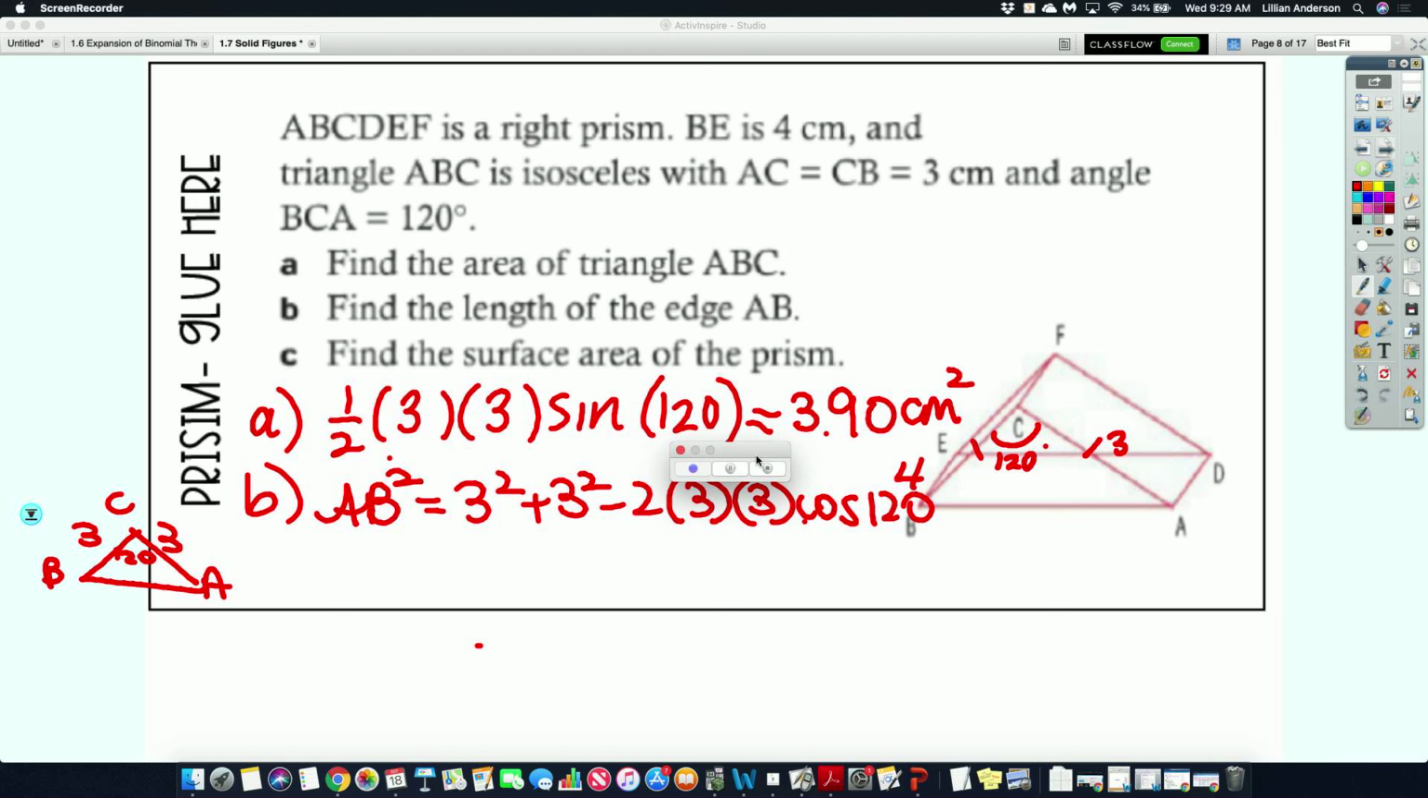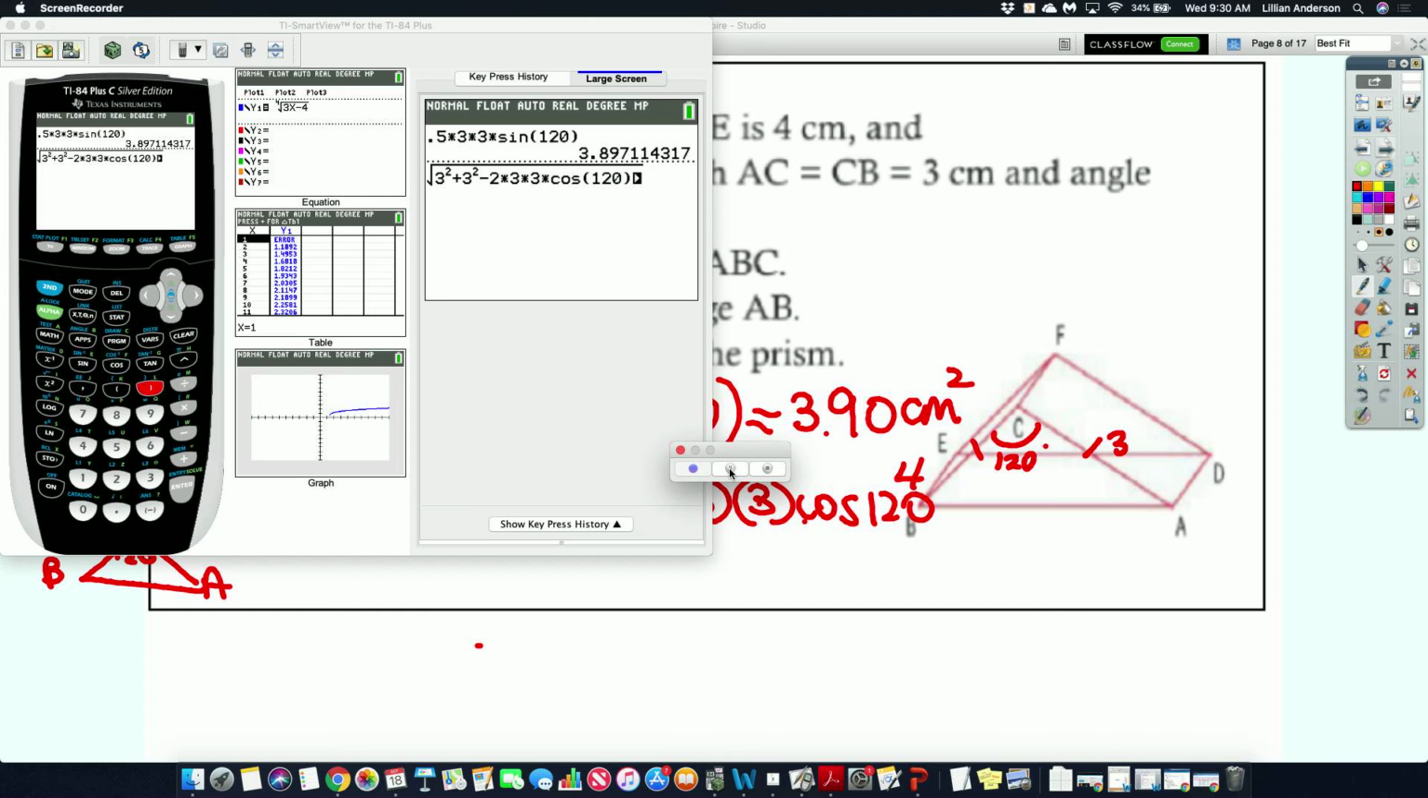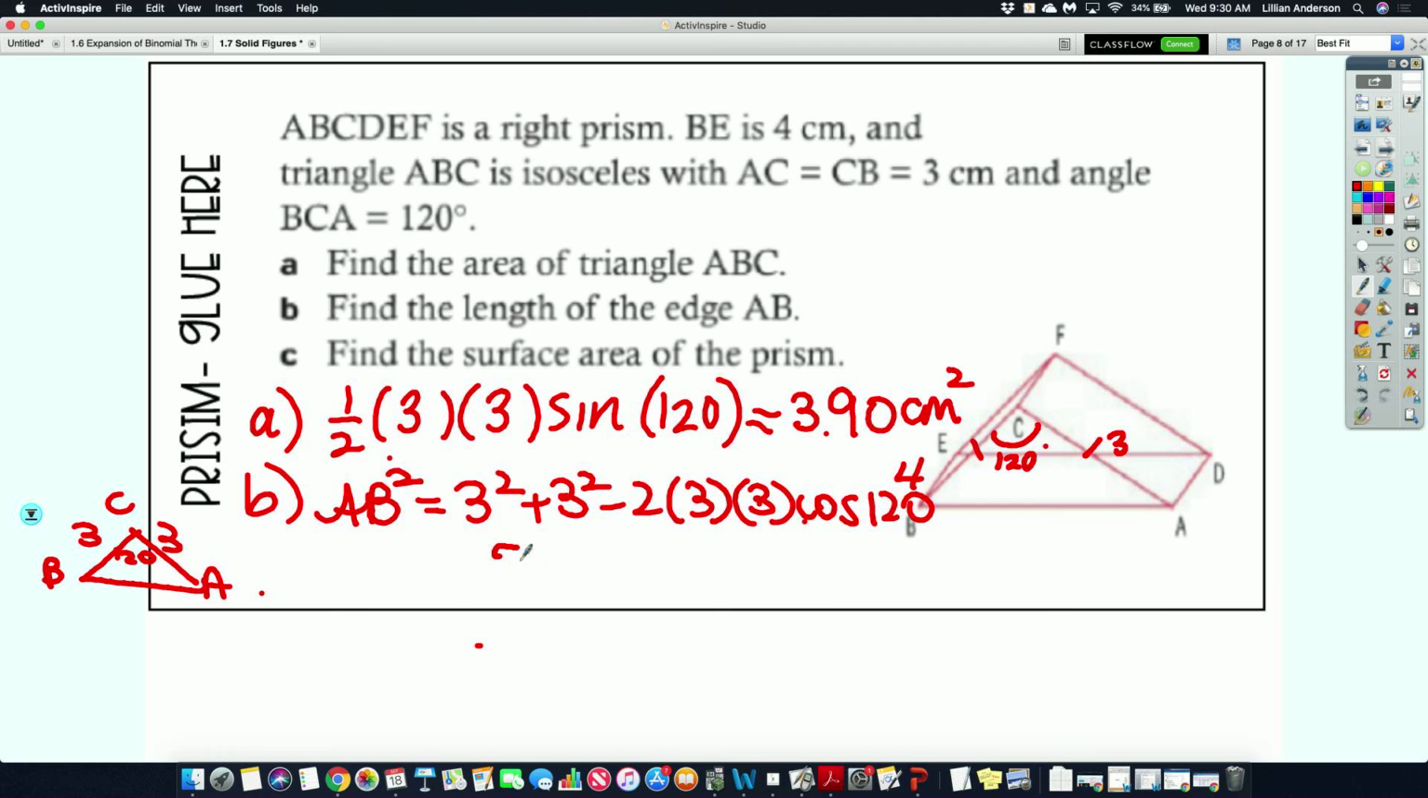Let's find AB. Not AB squared, but the actual answer for AB. Did we get an answer? Did you remember to take the square root? Because it would have been AB squared equals a number, you have to take the square root. So, did you get this number? Yes. Three significant figures would be? 5.22. Very good. 5.20 centimeters. Don't forget your units. Questions?